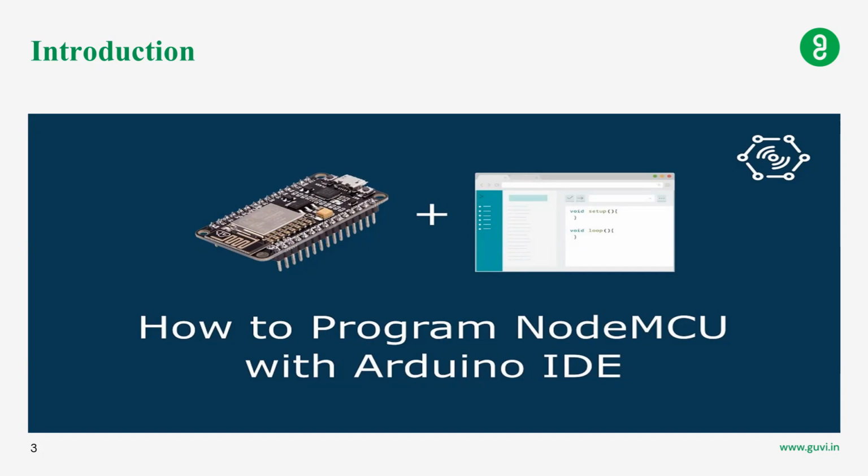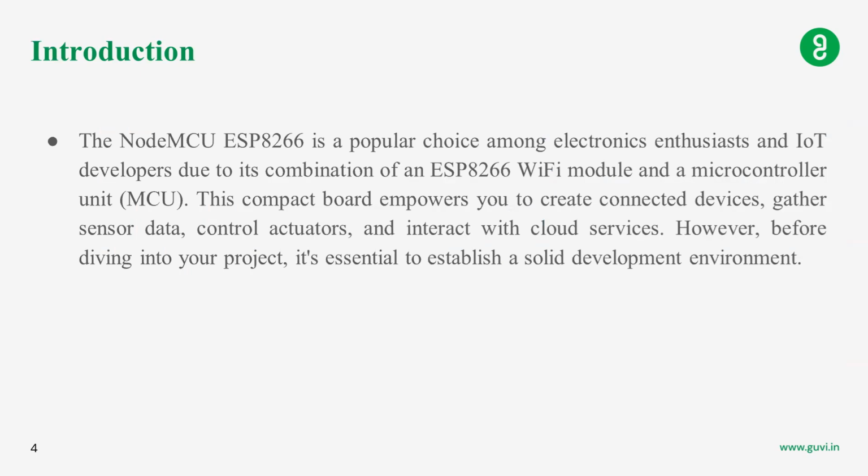Download and install it from the official Arduino site. PlatformIO is a more advanced and powerful development platform that integrates with popular code editors like Visual Studio Code. You can install PlatformIO as an extension to your chosen code editor. So this is basically the introduction: how you choose the NodeMCU board, which combines a Wi-Fi module and a microcontroller unit. The compact board empowers you to create a connected device, gather sensor data, control actuators, and interact with cloud devices. However, before diving into a project, it is essential to establish a solid development environment.